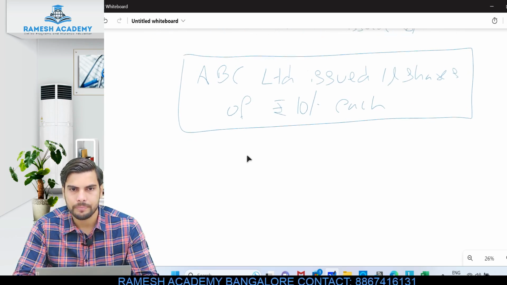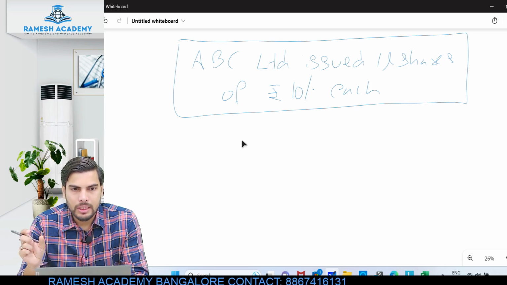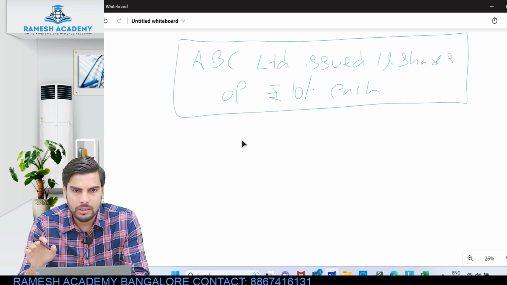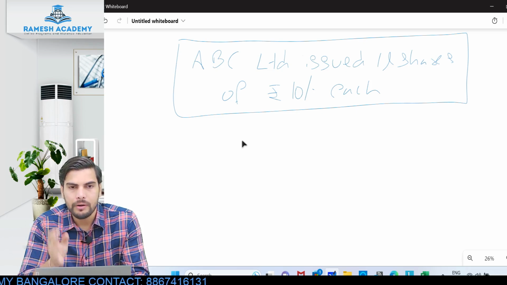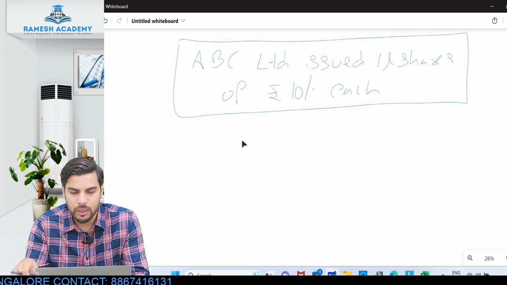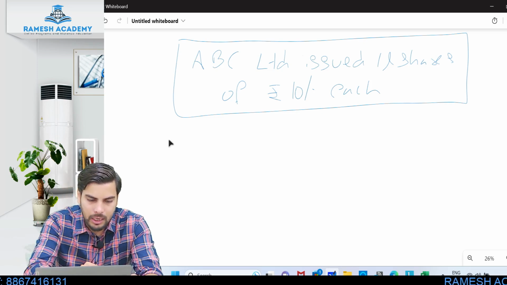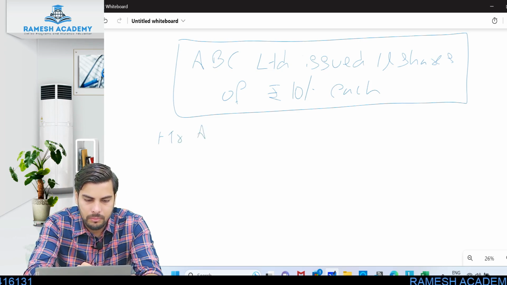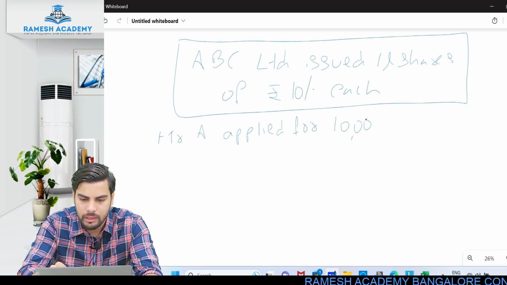Clear? So the company is issuing 1 lakh shares of rupees 10 each. Now let's assume that the 10 rupees share has been issued at 10. So this would be treated as what? Is it par, premium or discount? It is par. If a 10 rupees face value share is issued at 10 rupees, it would be treated as par. Now let us say Mr. A applied for 10,000 shares.